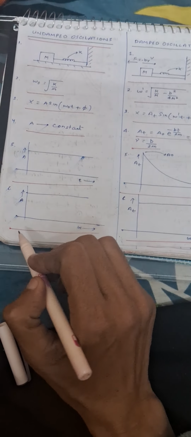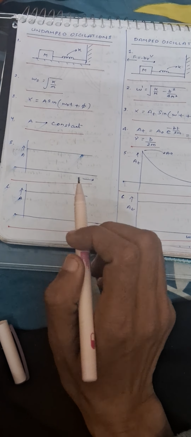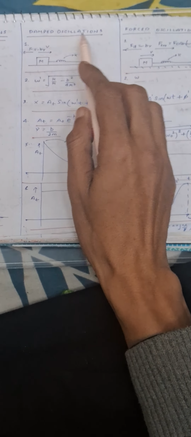Here a is constant, so the amplitude versus time graph is a straight line parallel to the t axis, and similarly a versus omega is also a straight line because amplitude has nothing to do with the frequency. Now the second case is the damped oscillation.